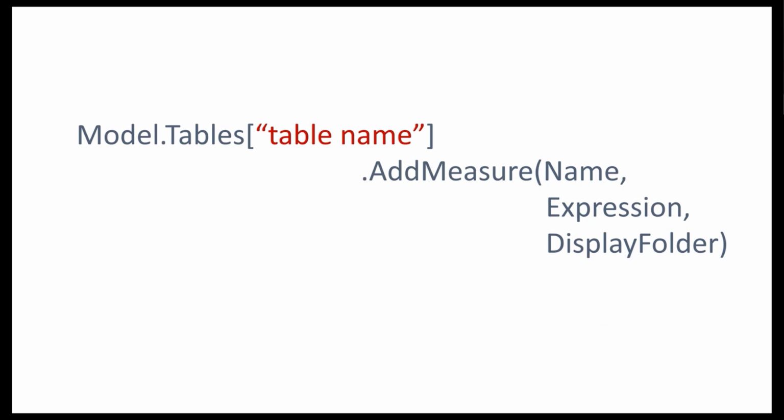And the last one, really the last one, and then we go into code, is the add measure function, where we just add a measure to a specific table. We can then specify for this function the name of the measure, the expression, so the DAX code in it, and the display folder, so where we want to put it. You can skip the expression and the display folder, but the name has to be in there. So that's it for this part.